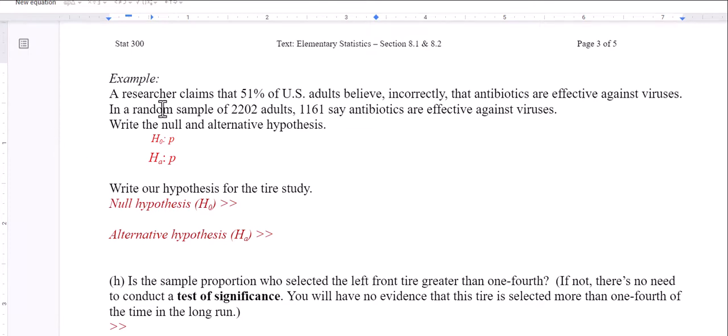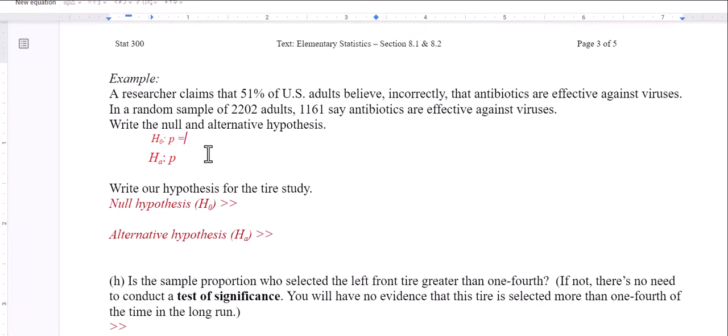So here, because this is in a random sample, 1161 out of 2202 is going to be my statistic, so my p hat. But the null and alternative hypotheses are about the parameters. So the 51% is my parameter. So that's what I want to use. The researcher claims that 51% of US adults believe. So it doesn't say more than 51 or less than 51. So that is an equality statement. So my claim here is going to be the null hypothesis.